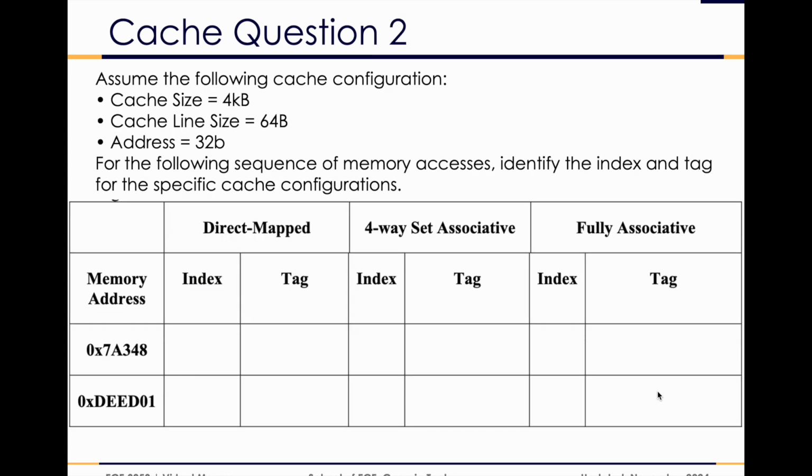Okay, so now I'll move on to the next question. This one's a little longer, but assume the following cache configuration. The cache size is 4 kilobytes. The cache line size is 64 bytes, and each address is 32 bits. For the following sequence of memory accesses, just find the index and tag for the specific cache configurations. I know the memory addresses in the bottom left there aren't the full 32 bits. You can assume they're 0 extended. It's just I was having trouble fitting everything onto the slide.